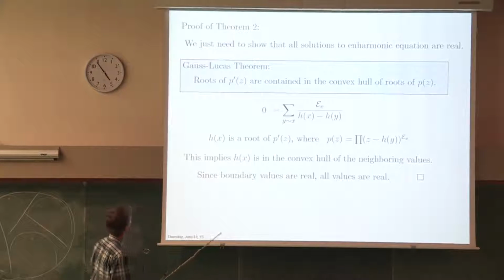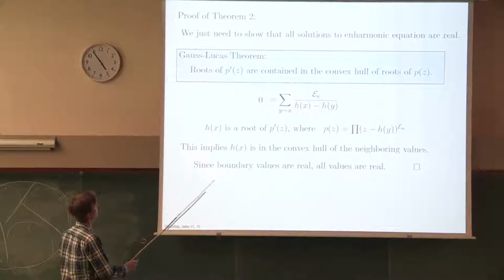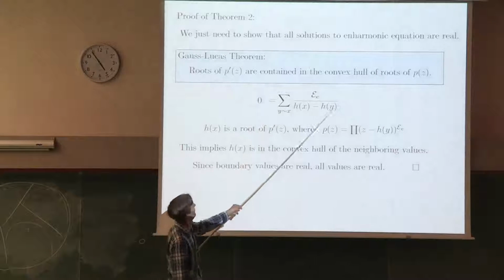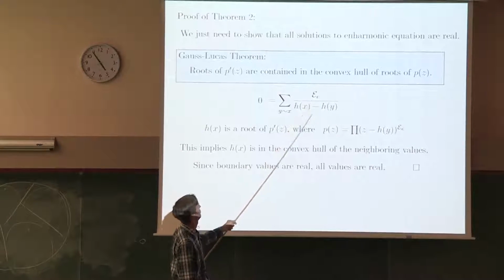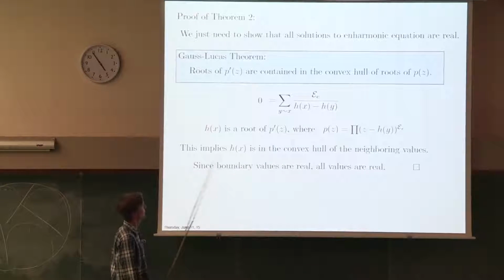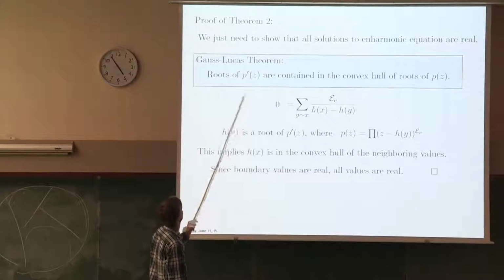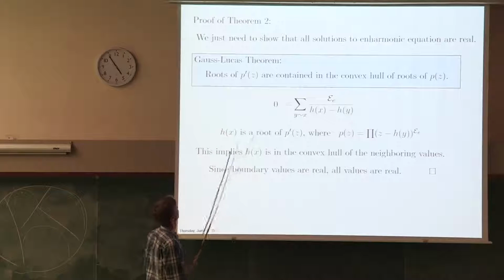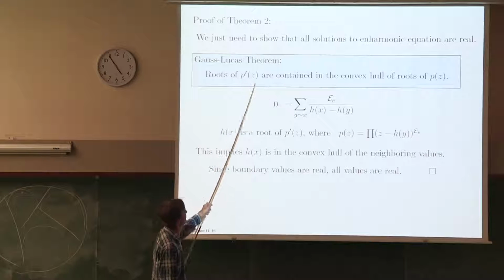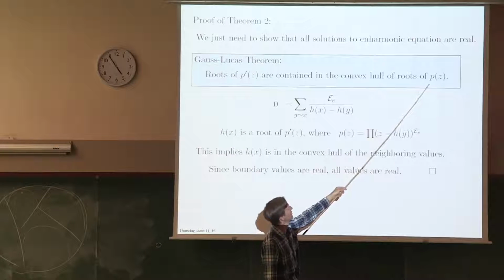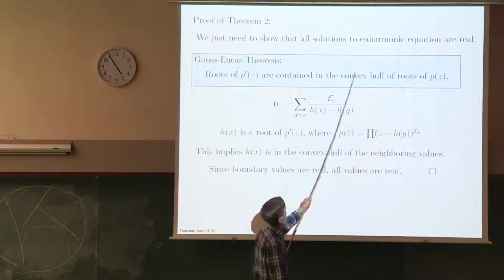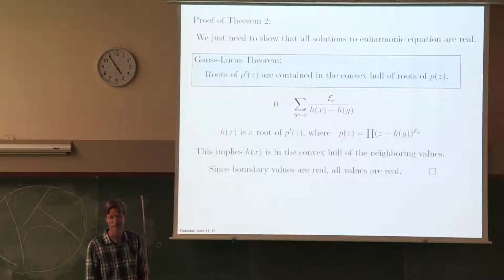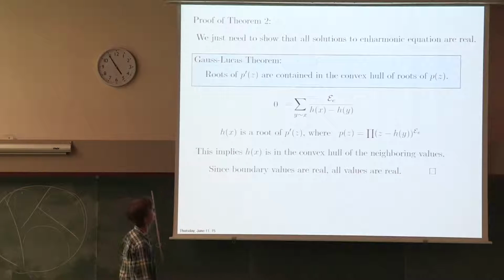The other theorem also has a very short proof. Why are all the solutions real? Here's our equation, and I give you some positive real energies. Why are all the solutions h real? Well, there's the Gauss-Lucas theorem, a classical theorem about polynomials. If I look at the roots of a polynomial p with complex coefficients, then the roots of the derivative are contained in the convex hull of the roots of p.